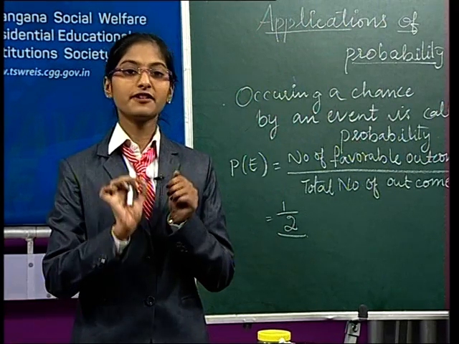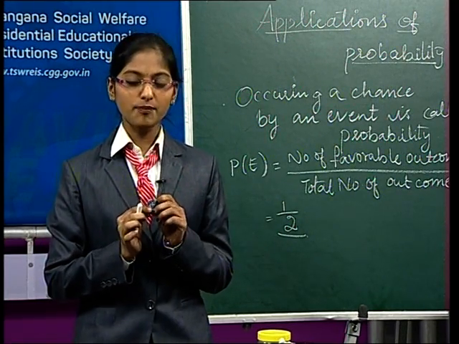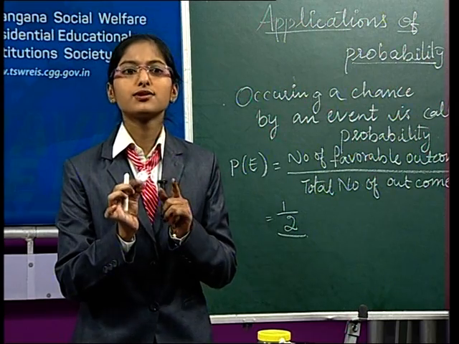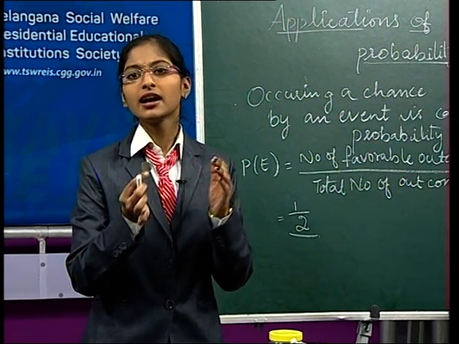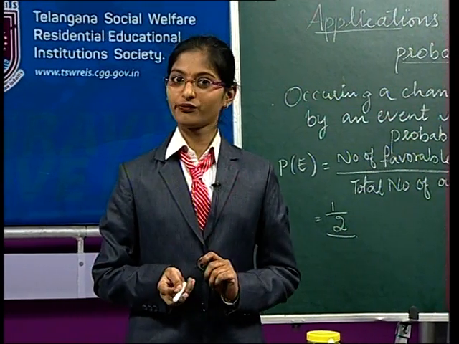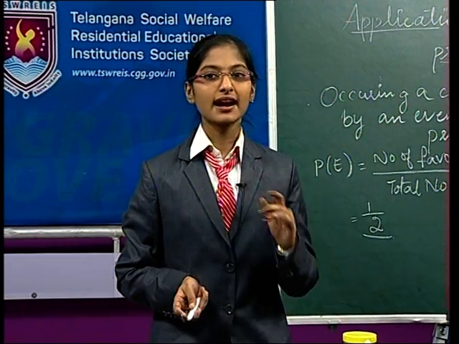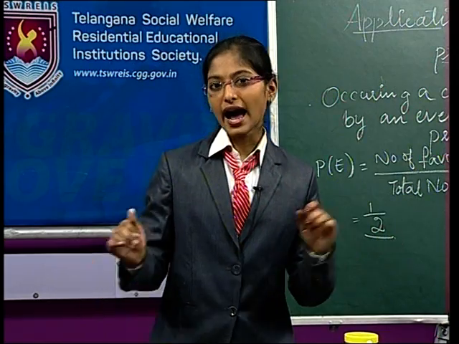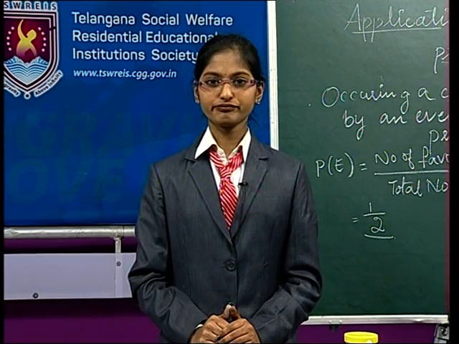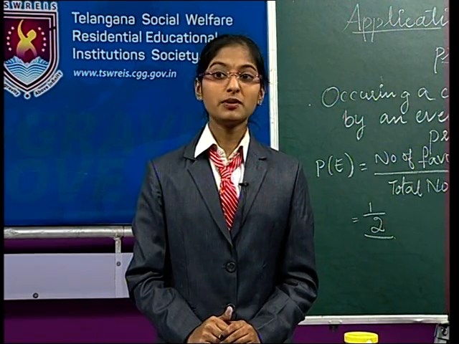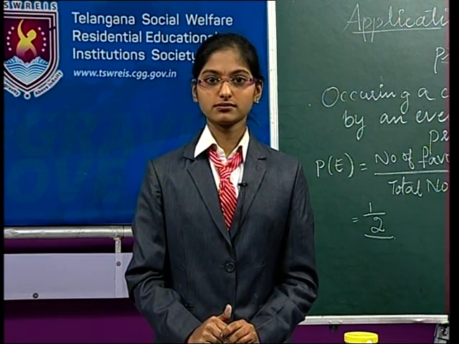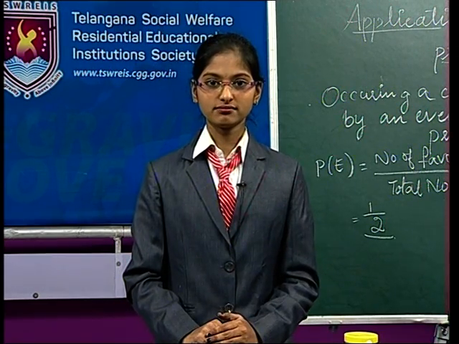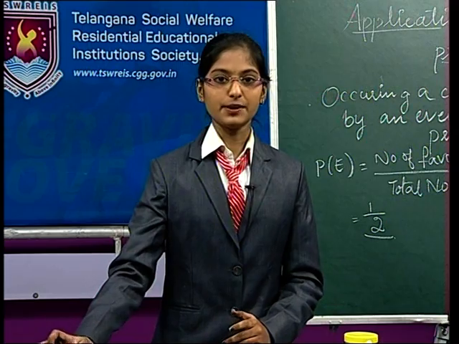When we look at heads, it is also the same. There is only one head. So, 1 by 2 is the probability for getting heads also. Like this we can write the probability here. Is the probability the same in all activities? No, the probability is not the same. Then how will it differ? Yeah, let me see.